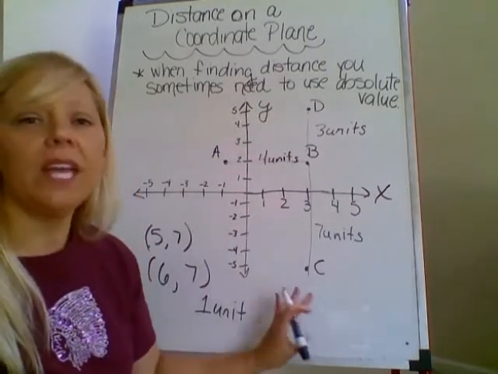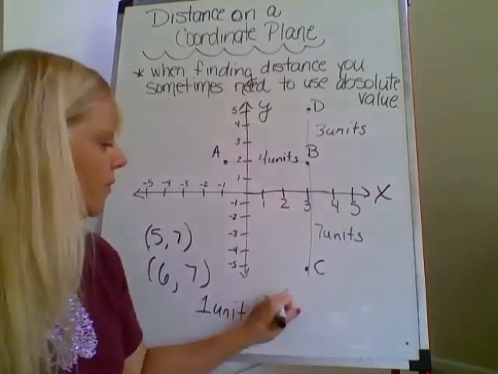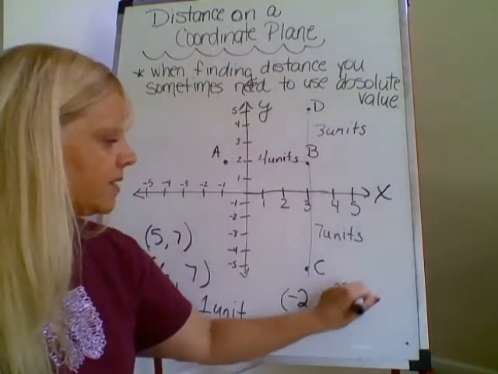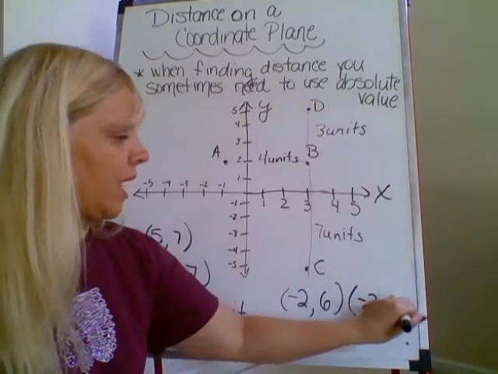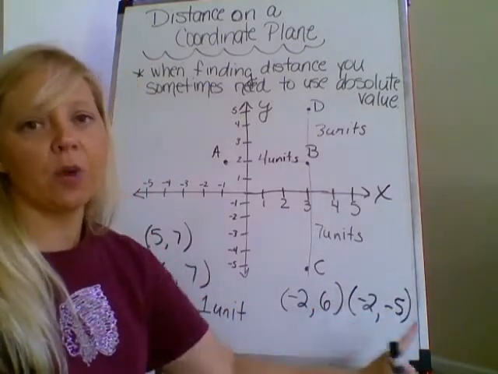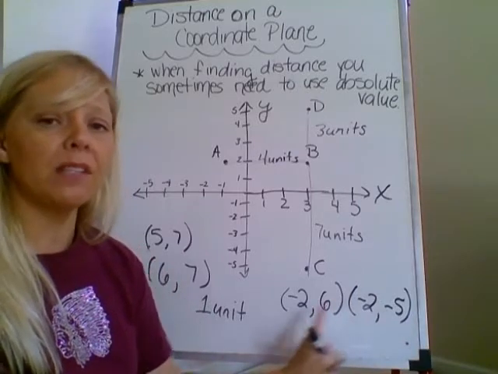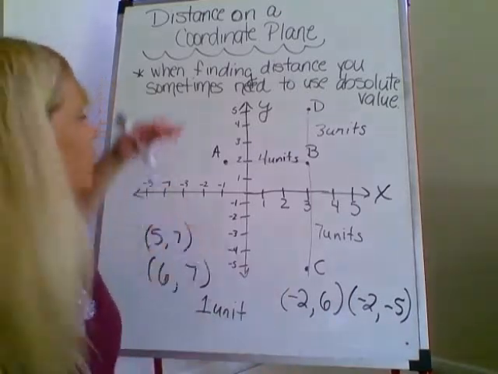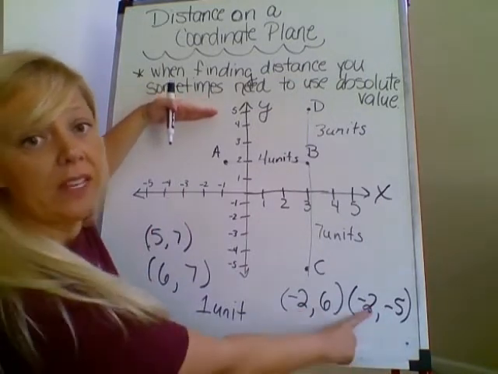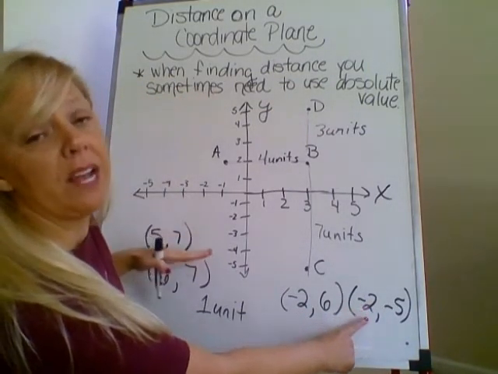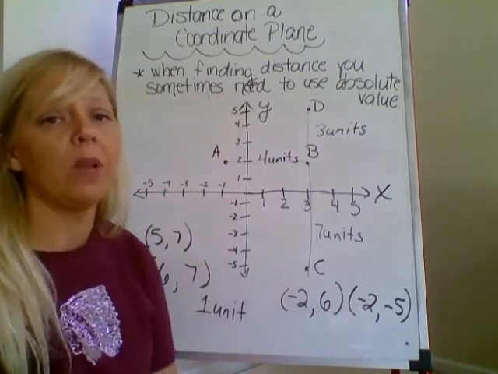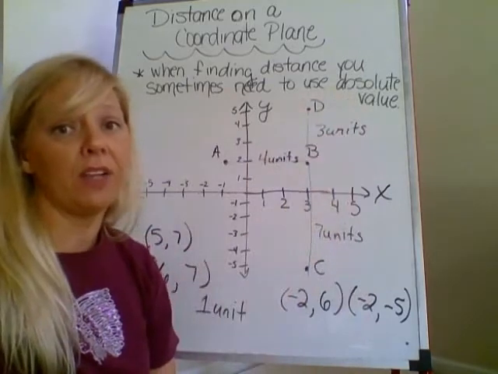Okay, all right, so again, let's do one more example. If I have (-2, 6) and (-2, -5), I know that these points are in different quadrants because I have a negative and a positive, and a negative and a negative. So (-2, 6) is located in quadrant 2. (-2, -5) is located down here in quadrant 3. So since they're in different quadrants, I'm technically going to be adding and using my absolute value.